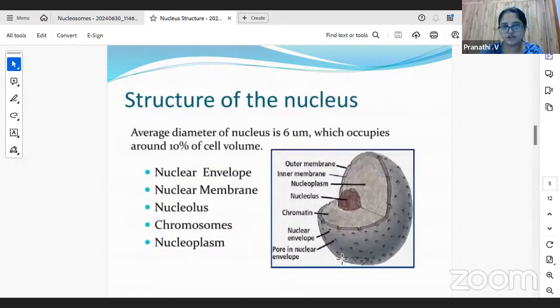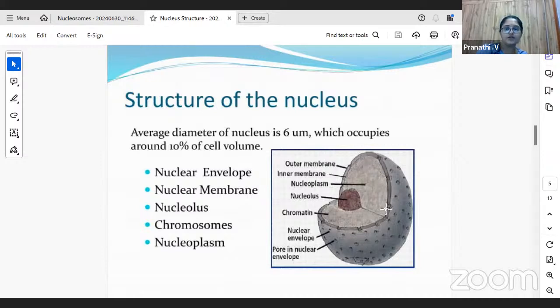So when it comes to the structure, it's around 6 micrometers and occupies nearly 10% of the cell volume, in fact. So that's quite an amount if you consider that, of course, the endoplasmic reticulum, Golgi complex, and the other cell organelles are occupying space at the same time. So you see over here, this is the nuclear envelope, and you have the outer membrane, the inner membrane. So there's an intermembrane space also.